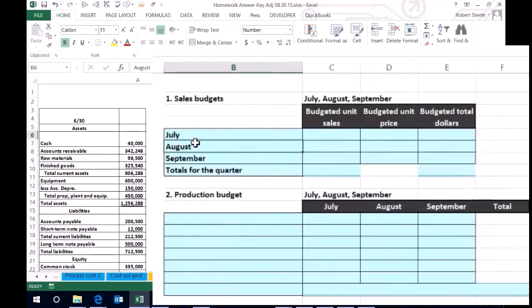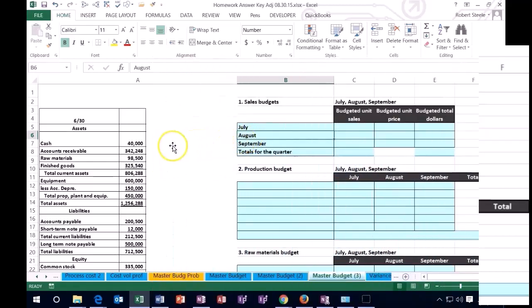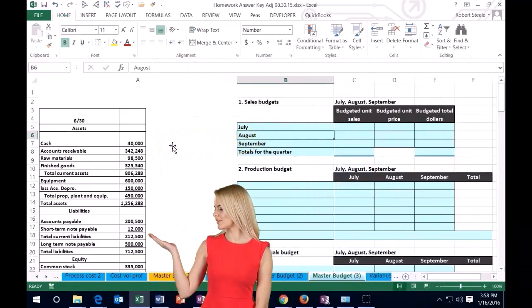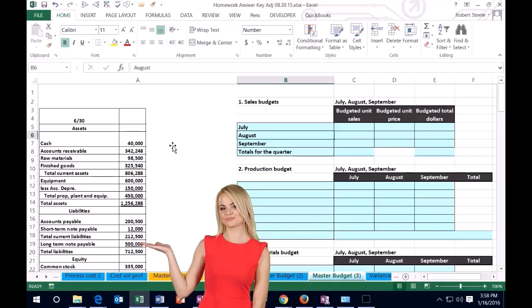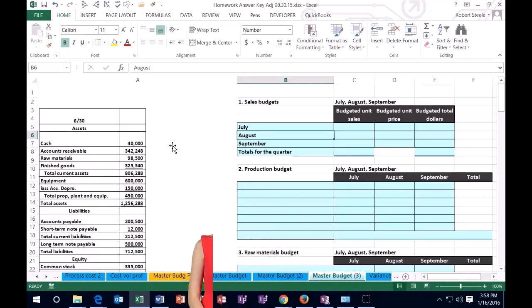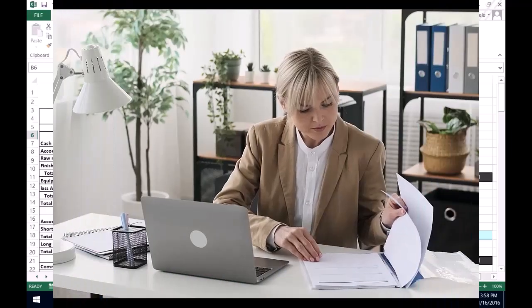The master budget can be a bit intimidating because of, one, the amount of information that is given in a problem like this, and two, because the amount of information we have to input can be very large. However, if we do it in chunks, step by step, and there is a step-by-step process in the order that we have to do it in, basically starting, of course, with the sales budget.